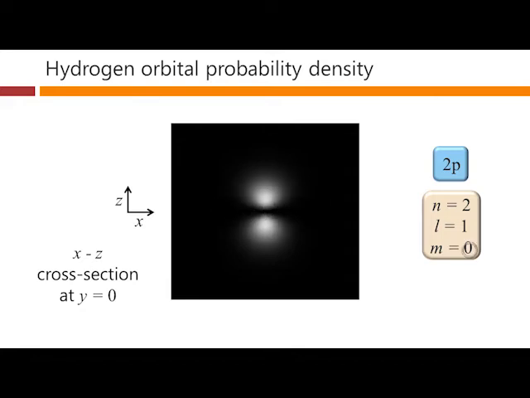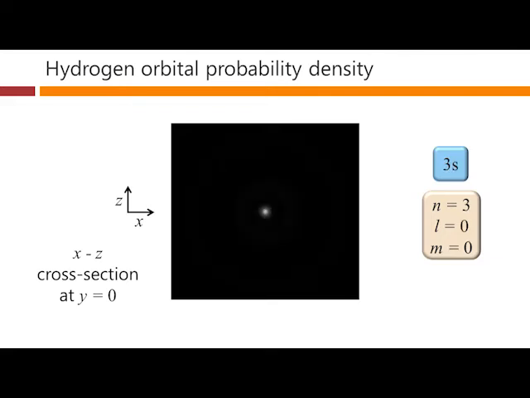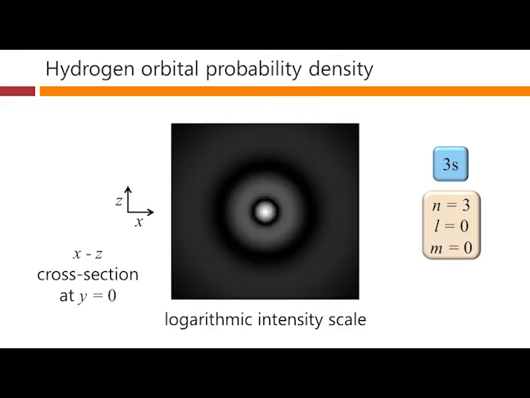If we look at the other m values, all that happens is that we rotate this to the other two coordinate axes. So it's not really a different function, it's just in a different axis. The 3s state, again, on this linear scale doesn't really show very much. But if we put it on the logarithmic intensity scale, we can see what's going on. We've got two radial zeros here, as we would expect for that n equals 3, L equals 0 function.